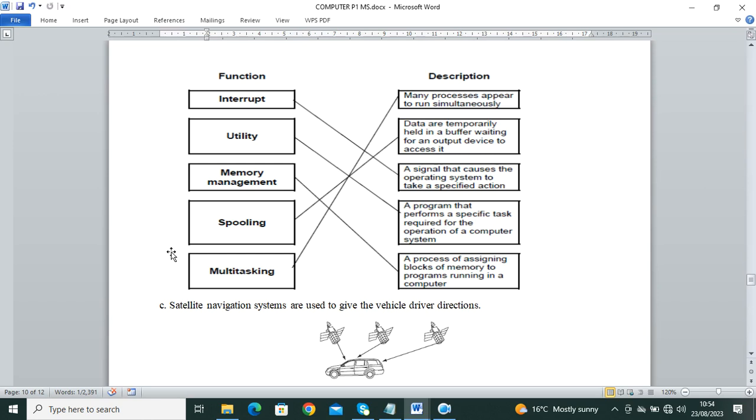Spooling is when data are temporarily held in a buffer waiting for an output device to access it. We have memory management, a process of assigning blocks of memory to programs running in a computer. Lastly, we have multitasking, where many processes appear to run simultaneously.